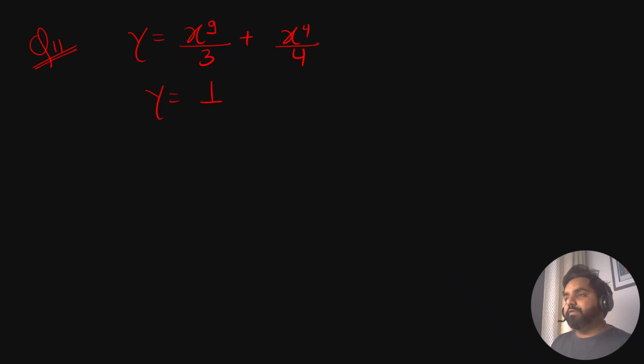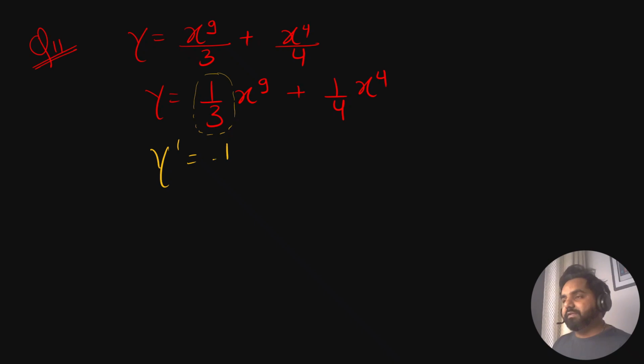Now this question is y is equal to x to the power 9 over 3 plus x to the power 4 over 4. So always remember this is the same as 1 over 3 x to the power 9, and this is the same as 1 over 4 x to the power 4.